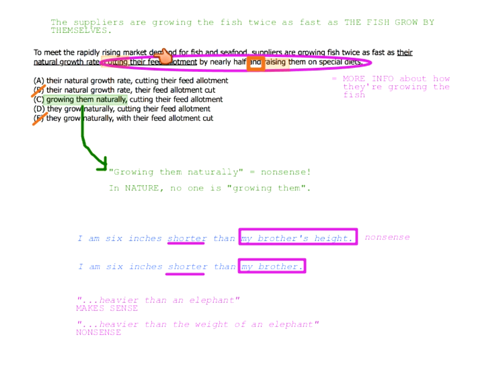It's not twice as fast as a rate. It's twice as fast as they grow. So these rates don't have a speed. Things happen at rates, but it's not twice as fast as the rate. It's kind of like 6 inches shorter than my brother's height. On the other hand, they grow naturally doesn't have this problem. So there's our winner.